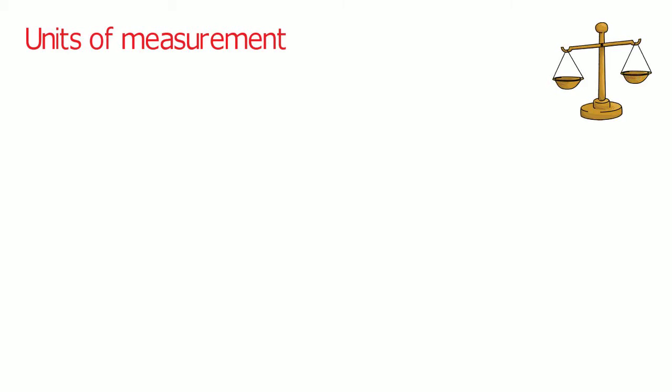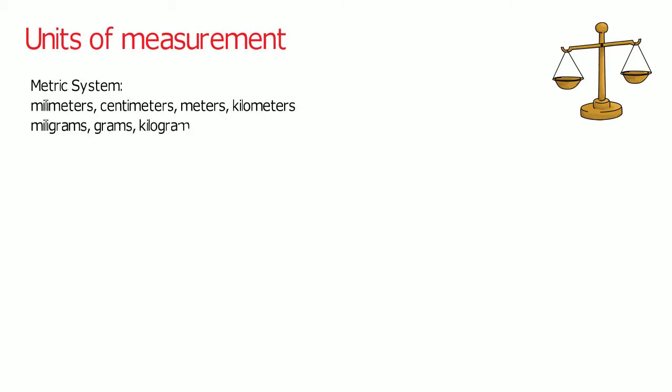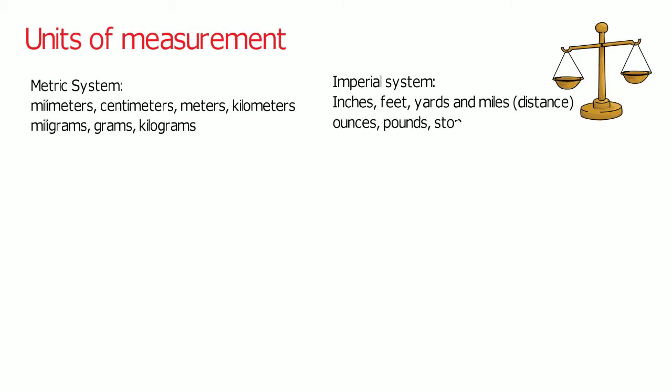First of all, units of measurements can be either in the metric system with centimeters, meters, kilometers for distance, and milligrams, grams, and kilograms for weight. Or they can be in the imperial system with inches, feet, yards, and miles for distances, and pounds, stones, and imperial tons for weight.